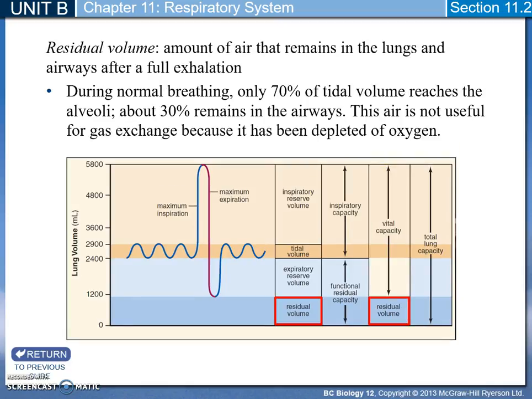The residual volume, as we mentioned, is the amount of air that remains in the lungs and the airways after a full exhalation. During normal breathing, only about 70% of tidal volume reaches the alveoli, and about 30% remains in the airways. This air is not useful for gas exchange because it's been depleted of oxygen.